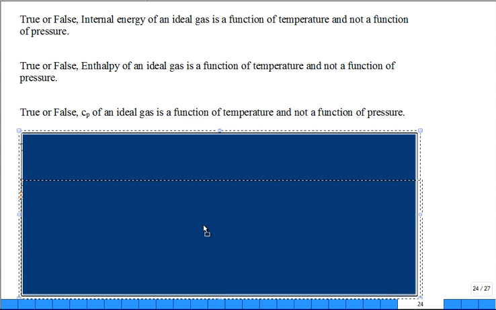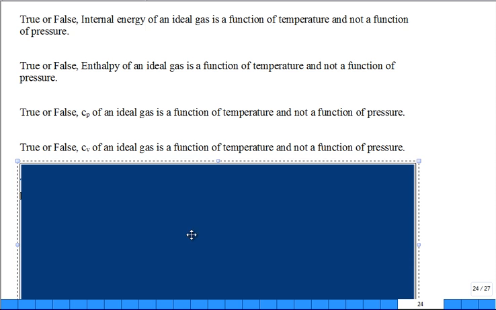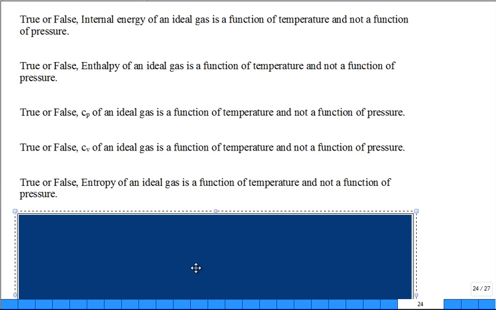Guess what? He's finally getting to it. Okay, forget that one. Get down here. Entropy of an ideal gas is a function of temperature and not a function of pressure. True or false? And it'll trip up students all the time.